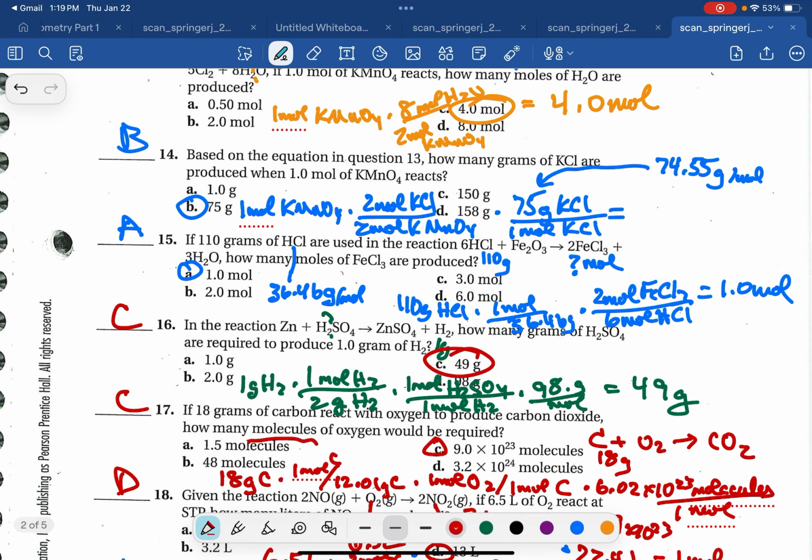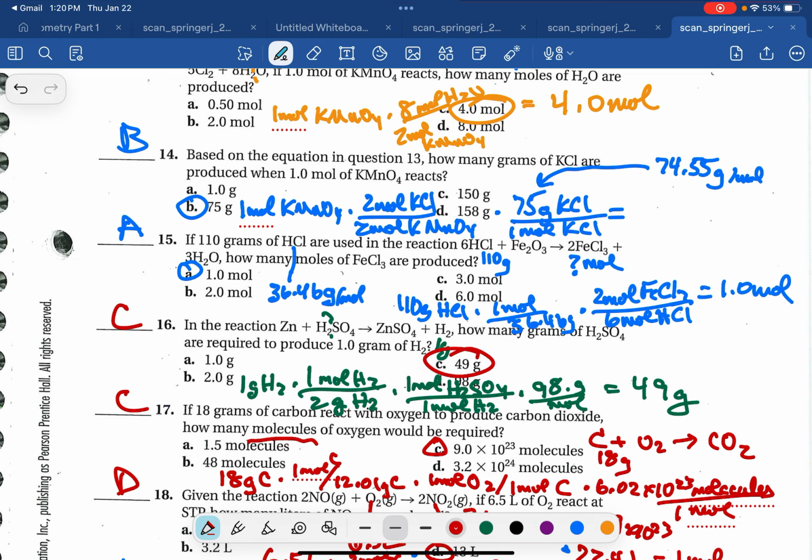Number 16, in the reaction, how many grams of H2SO4 are required for 1 gram of H2? So 1 gram of H2 times 1 mole over 2 grams of H2 times 1 mole of H2SO4 per every 1 mole of H2. That's the numbers from the balanced equation. And molar mass is around 98 grams per mole for the H2SO4. So a half of 98, 49. C.